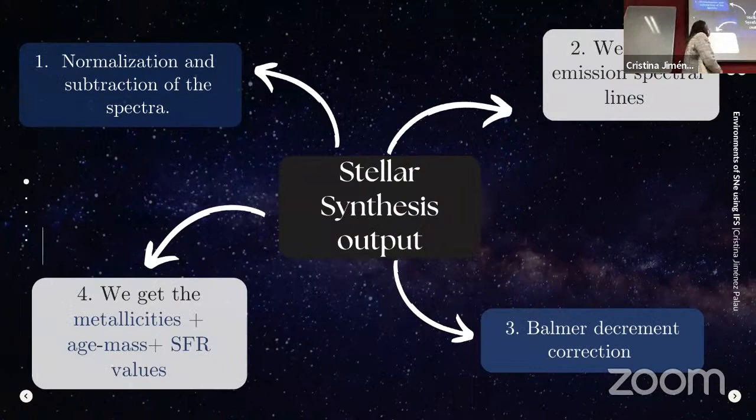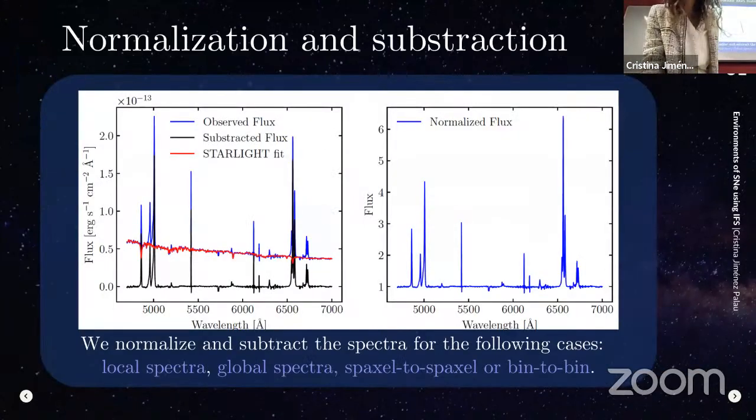So what do I do after I get the output of these codes? Basically, I obtain a normalization and a subtraction of the spectra to get the stellar part and the gas part separated. Then we fit emission lines. We do some corrections, Balmer decrement, these things. And then we get the interesting parts for our science: metallicities, age and mass distributions, star formation rate, specific star formation rate, and so on.